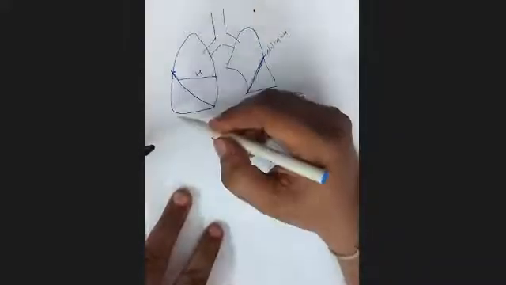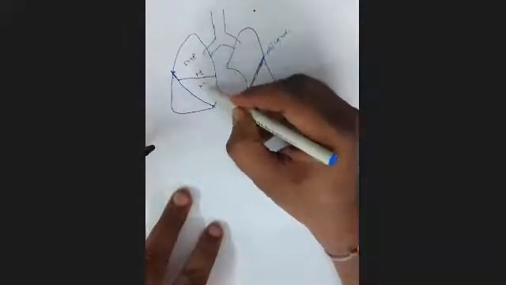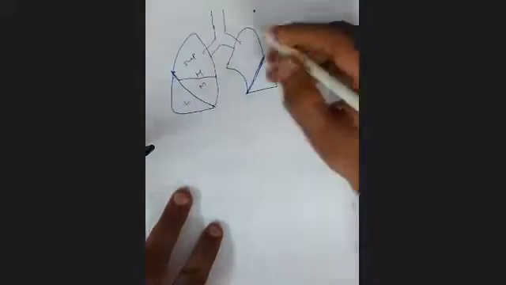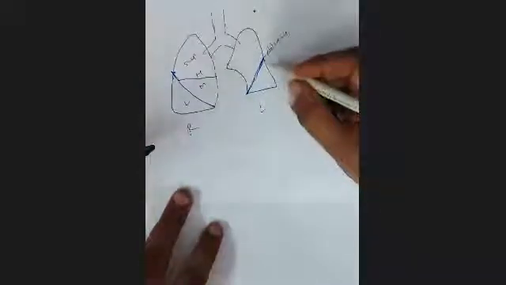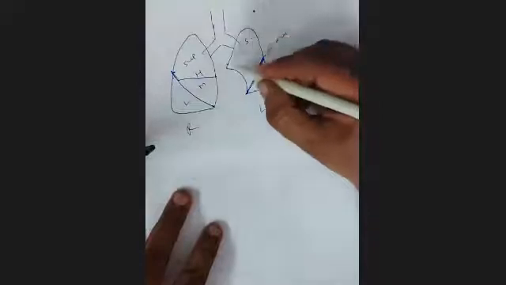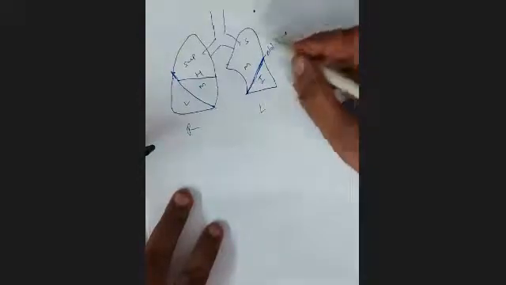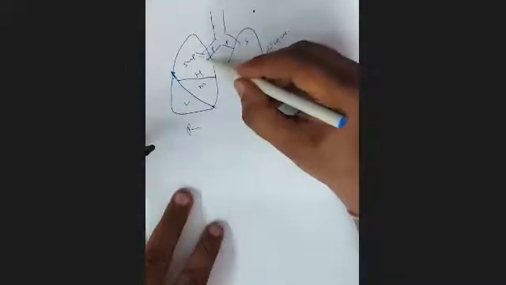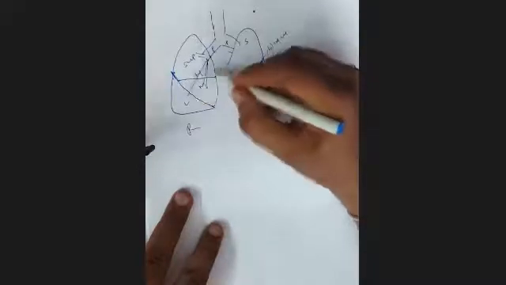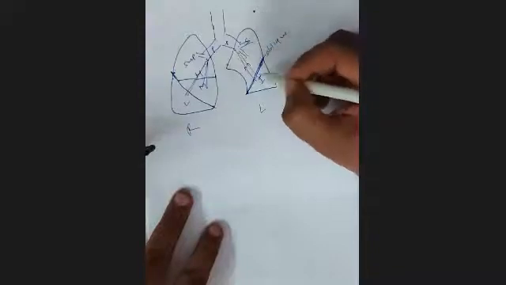So that divides the right lung into three lobes: the superior lobe, middle lobe, and inferior lobe. Even on the left side, although there is only one fissure, still there is a superior lobe and an inferior lobe. So there are three lobes on the right, and the principal bronchus will divide separately for the superior lobe, middle lobe, and inferior lobe.